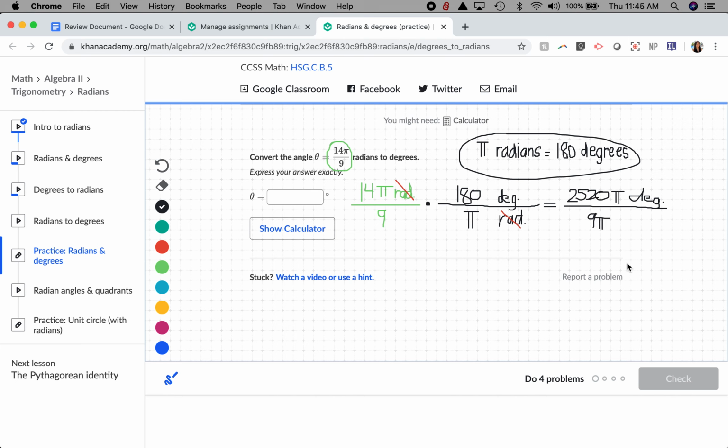Now, the next thing we're going to do is see if anything can be canceled. Well, I see that there's a pi in the numerator and a pi in the denominator, so those cancel out. And let's see if I can divide these evenly. 2,520 divided by 9 actually divides into 280 evenly. So your final answer will be 280. And the typical way to write degrees is just that little circle up top. That'll be your final answer.